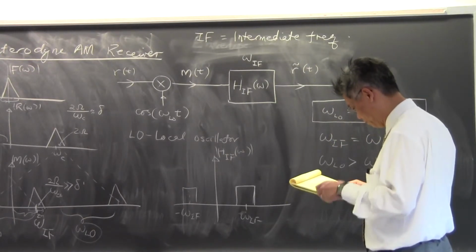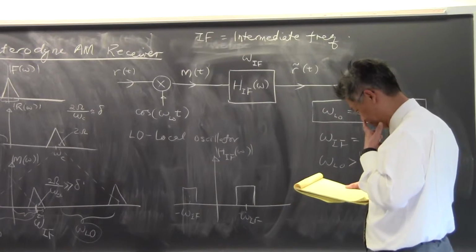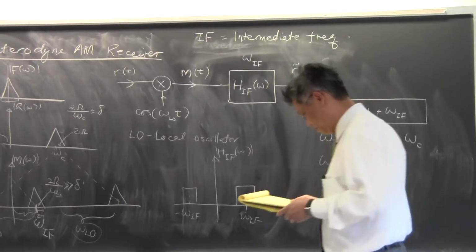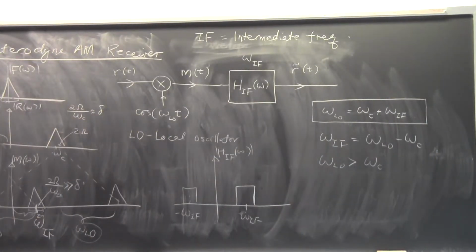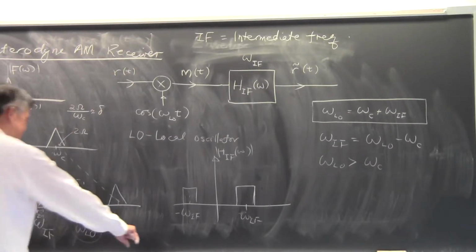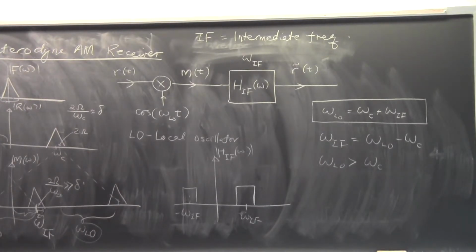This can only be explained by some numbers, I think. Say if I have a... I will quote some numbers from the textbook. Okay. So are there any questions so far as to how this heterodyne thing works?